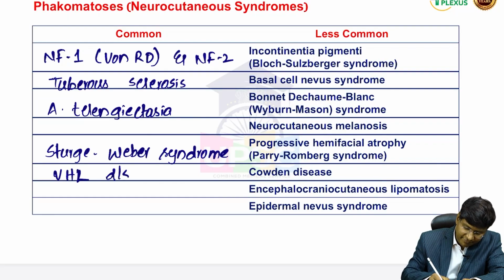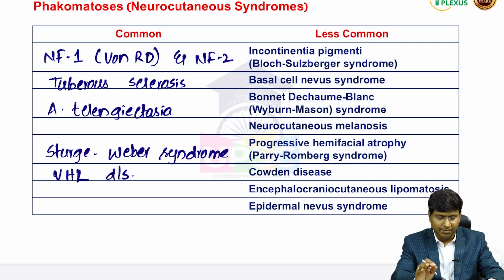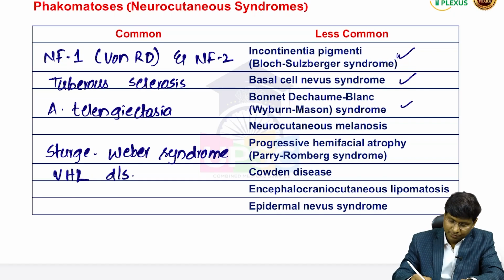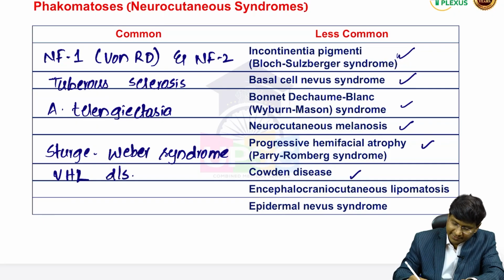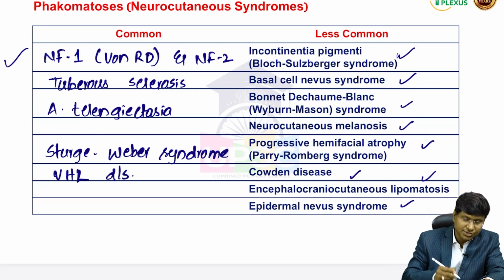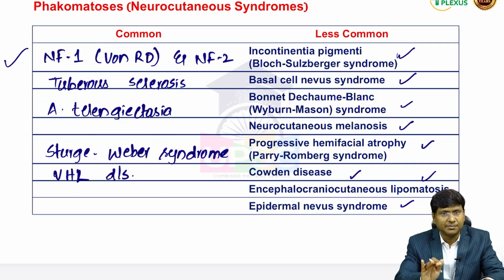So these 5 are the common neurocutaneous syndromes, and we have some less common conditions that include incontinentia pigmenti, basal cell nevus syndrome, Bonnet-Dechaume-Blanc syndrome, then neurocutaneous melanosis, progressive hemifacial atrophy, Cowden disease, then lipomatosis, then epidermal nevus syndrome. So these are less common conditions. Out of which, let me discuss neurofibromatosis type 1.